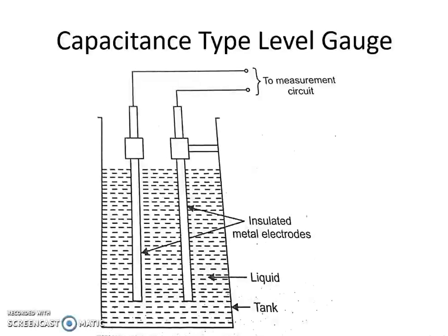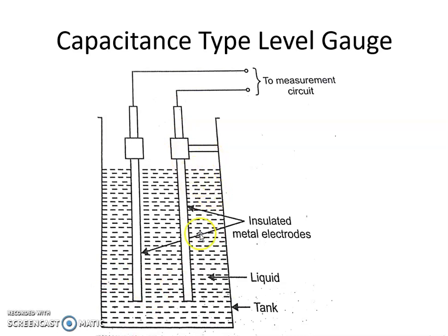Now let us see the capacitance type level gauge used for the measurement of liquid level. This is the diagram of the capacitance type level gauge. It consists of two parallel metal electrodes, and these two electrodes are dipped into the liquid whose level is to be measured. The distance between these two electrodes is fixed, so the electrodes are fixed to the container or tank.